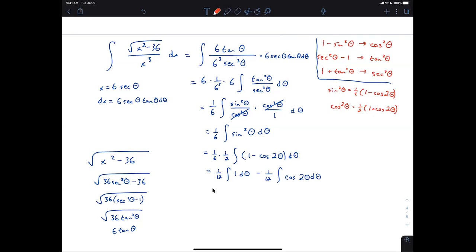We do the integral of each one. The integral of 1 d theta is theta. The integral of cosine 2 theta d theta is 1/2 sine 2 theta. And now we're going to try to go back to x. All right, any questions so far?